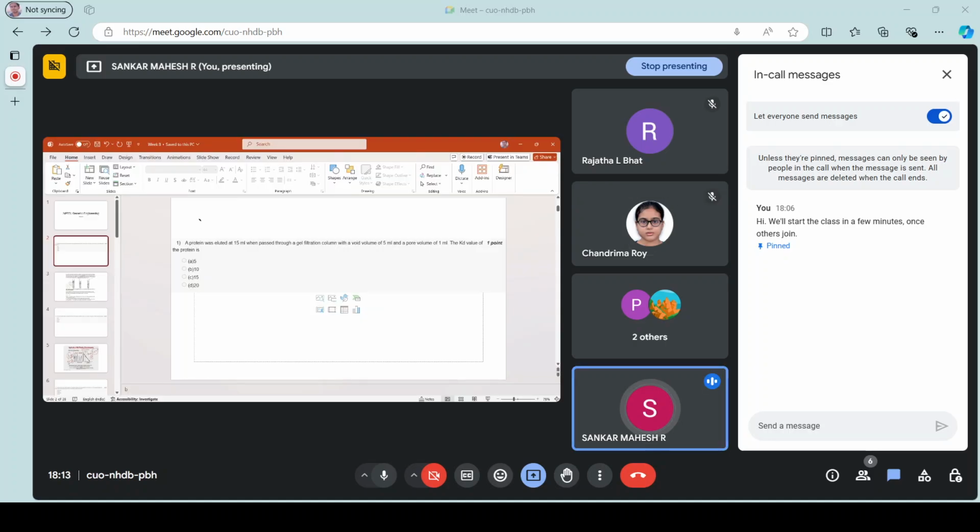Whoever knows the right answer can wait for a couple of minutes and then unmute and then start explaining what the void volume is.